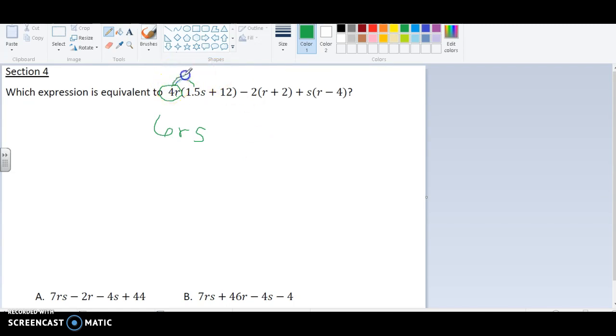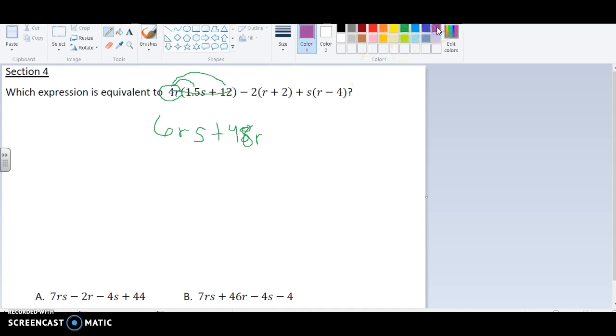I usually like to keep it alphabetical, but it doesn't really matter. And then we have to do 4R times 12. 4 times 12 is 48. So we're going to put plus 48. Yeah, my 8's not very good. Let's see if I can. No, that's an 8. And then R, because that R is a part of the term. All right, so that's one set of parentheses. That is done. So now let's go to the next one.